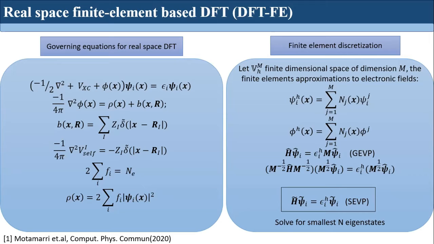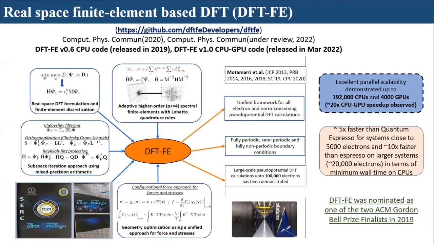But by choosing certain computational efficiency techniques, we could convert it into a standard eigenvalue problem, where we are interested to solve only for the smallest n eigenstates, where we can use the Davidson algorithm or the Jacobi-Davidson algorithm and get our results. So DFT-FE, which was released first in 2019, and in the last week or so, we had released version 1.0 in the early week of March, gives us the real space finite element based DFT formulation, which I'm looking for. So DFT-FE uses the adaptive capabilities of finite elements.